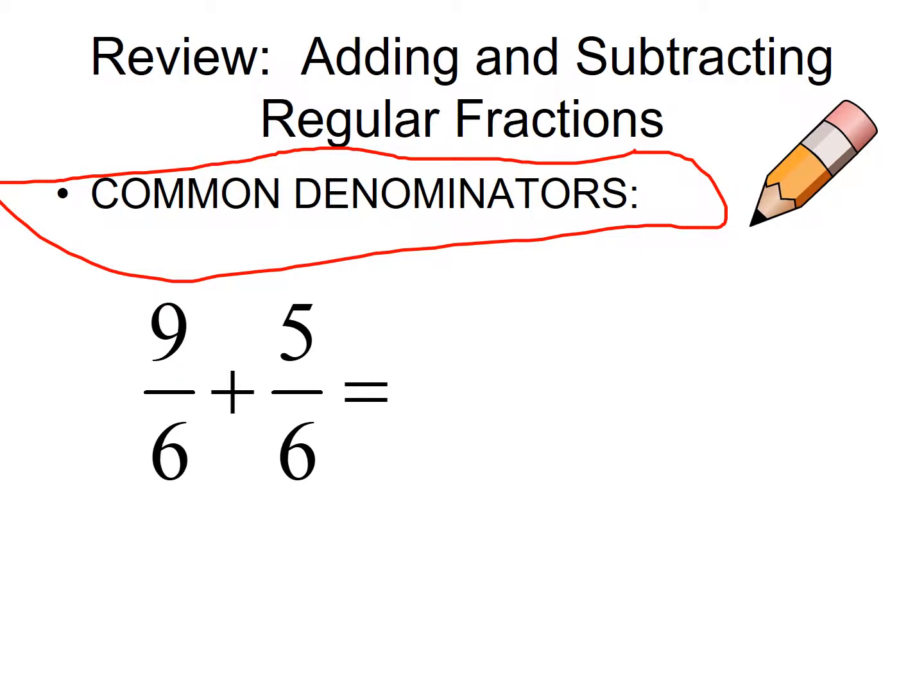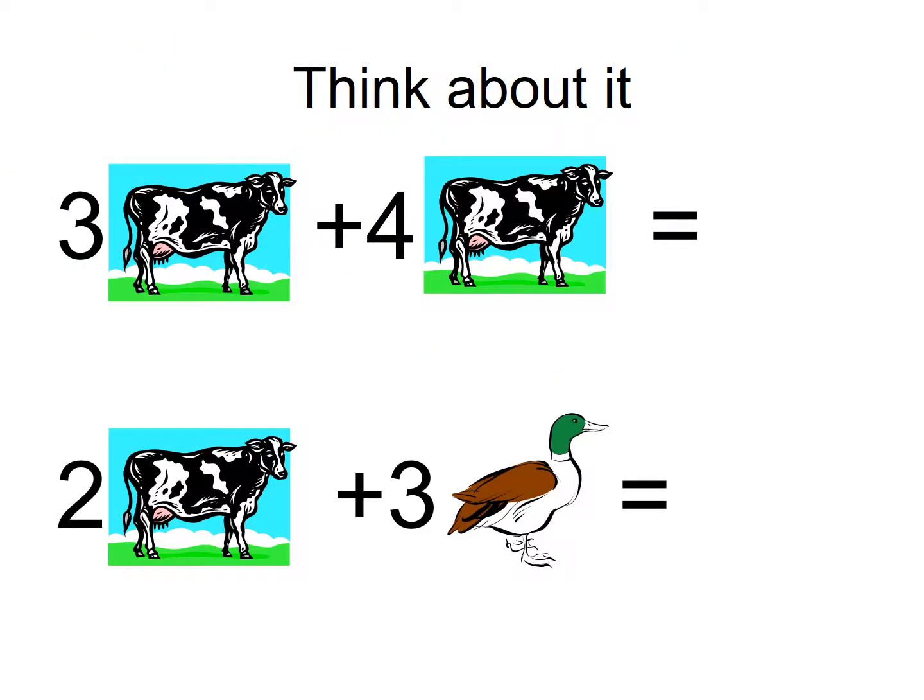So when we say common denominators in these two fractions, our common denominator is 6, and 9 plus 5 would be 14, all divided by 6. And we could probably simplify that. We could take a 2 out of the top and a 2 out of the bottom to be 7 over 3.